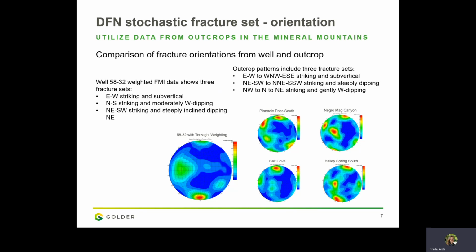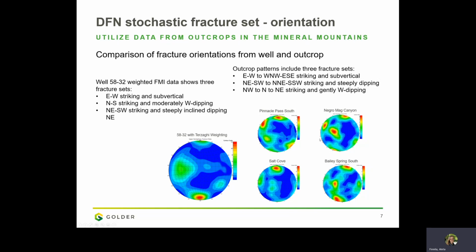So we're fortunate in that the host rock at the Utah site outcrops in the nearby Mineral Mountains. And there has been extensive outcrop studies done in those mountains where we have measured orientations for fractures at those outcrops, as well as trace length maps. So choosing the four most representative sites closest to the Forge site, you can see the orientation of the fractures mapped at those sites for the sites of the Pinnacle Pass South, the Negro Mag Canyon, Salt Cove, and the Bailey Spring South.